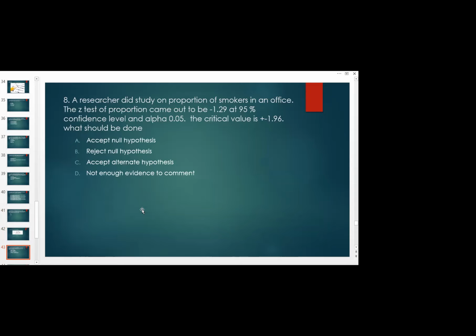Yes, the correct answer is A, accept the null hypothesis. Because when we draw area under the curve, with plus 1.96 and minus 1.96, the value 1.29 is between both these values. So we will accept the null hypothesis.